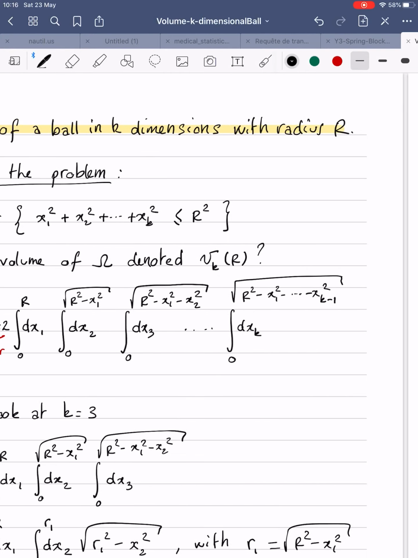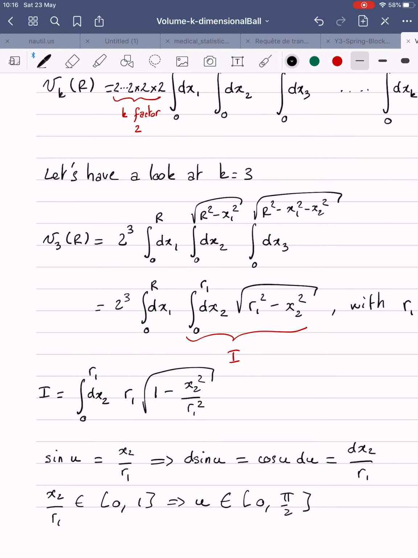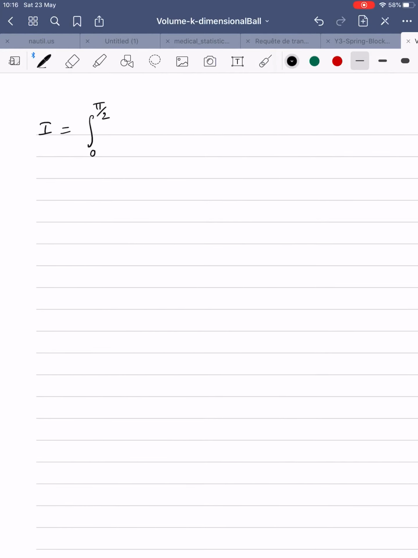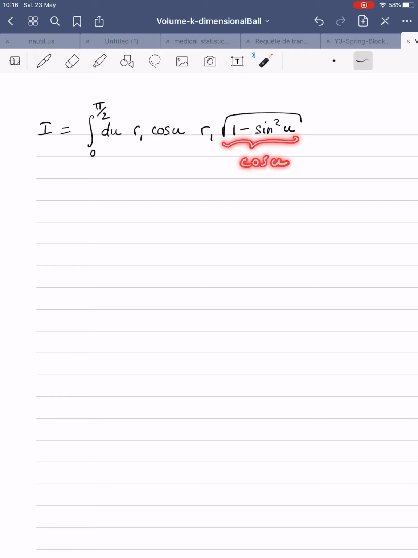Then I need to not miss out things. So dx2 will give me r1 cos u. Okay, so I've got du first, then I've got r1 cos u, and times r1, and then 1 minus sine squared of u. Now, because I'm in the interval of angles 0, pi over 2, then basically this can be substituted by cosine of u. Okay, because 1 minus sine squared of u will be cosine squared.